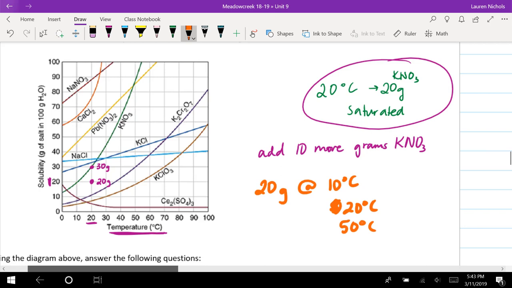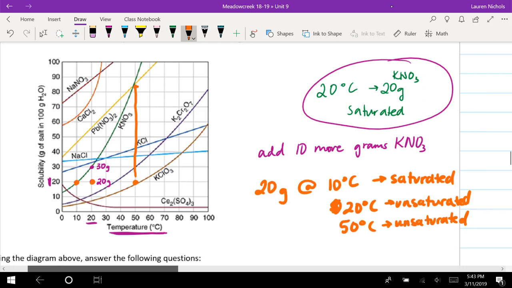So if I look at 20 grams at 10 degrees, that's on my line, so that would be saturated. And if I look at 20 degrees, that is unsaturated. It's under the curve. And if I look at 50 degrees Celsius, that's really under the curve because there is all that space to the top of the line. So that is still unsaturated. Okay, so that's how to answer this question. This is question number 18. This is question number 17. So let's look at question 19.